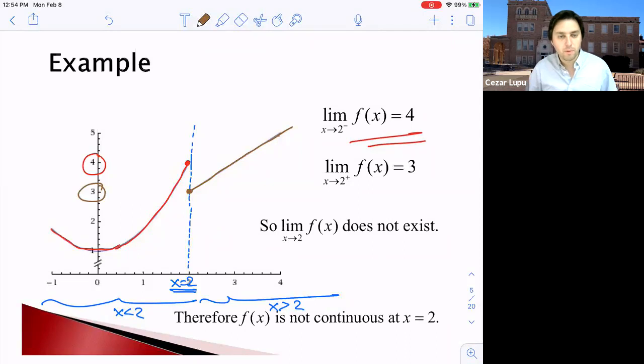So as you can see, those 2 points do not agree with each other, so the limit does not even exist. If it existed, those 2 points must have agreed with each other. Right? So if the limit does not even exist, there is no point in talking about continuity. Therefore, this function is not continuous at the point x equals 2. I hope it's clear from the picture.